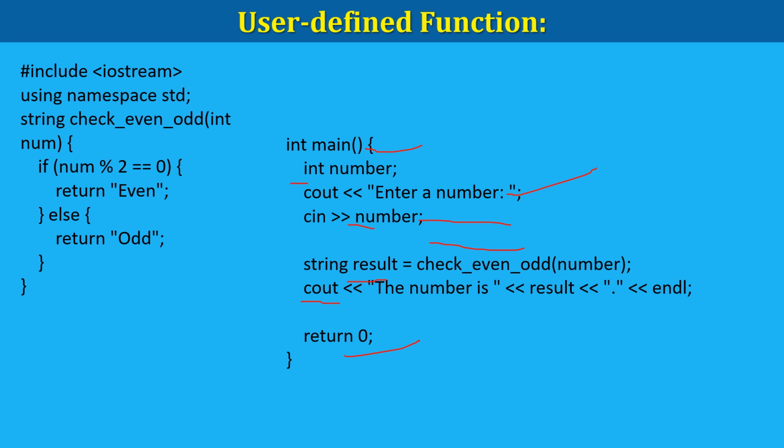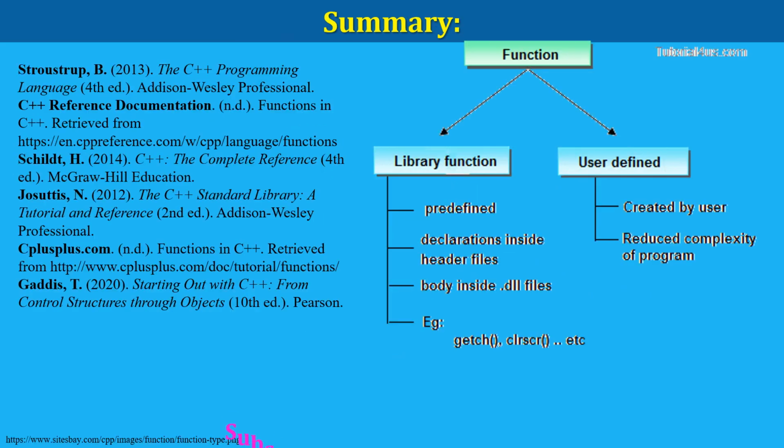Okay, let's say the number input is 4, and the program will check odd or even. Since the condition is true, the function returns even. And if the user input is 5, the program will call checkEvenOdd. Since 5 divided by 2 gives a remainder that is not 0, the function will return odd and the program will print it.